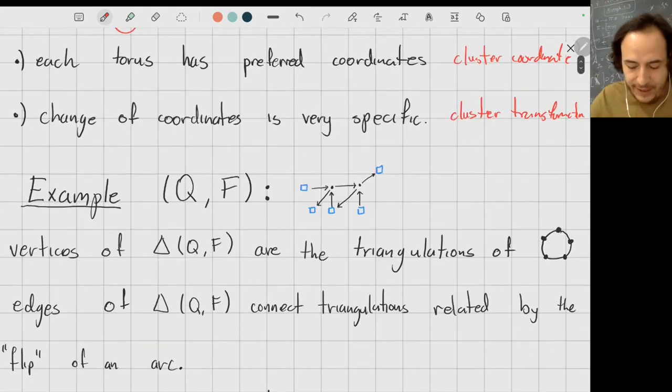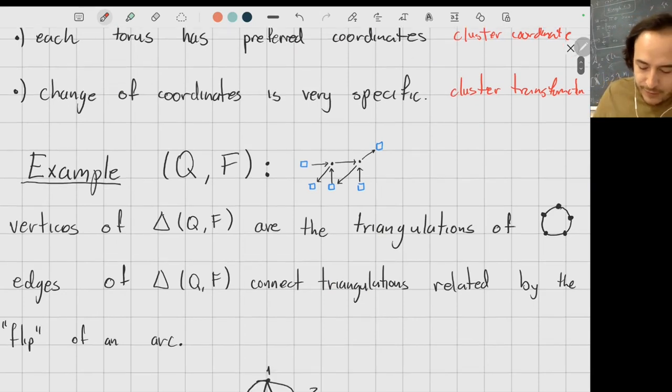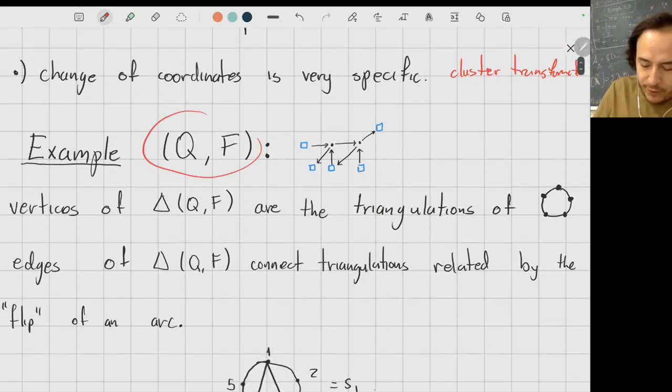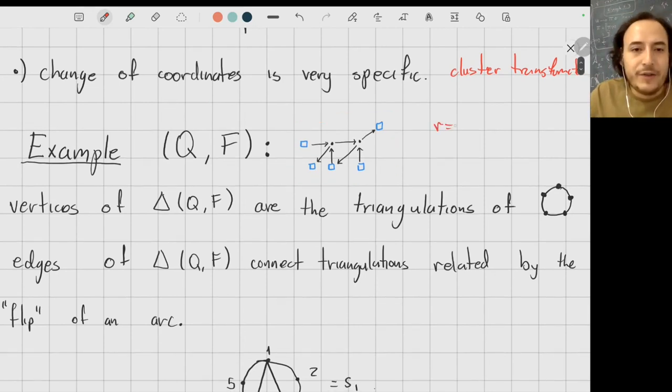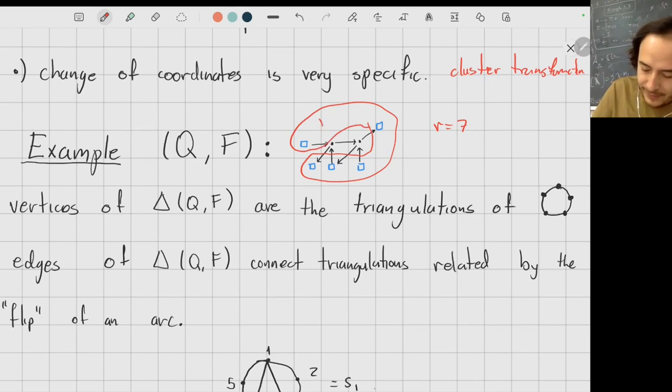Just to give an example of how these spaces look, I'm going to let my quiver Q,F be this quiver. I have seven vertices, so my spaces are going to be seven dimensional. I decided to have five frozen vertices. All these five blue vertices correspond to the set F. And in this case, the vertices of my simplicial complex are just triangulations of a disk with five marked points, topological triangulations.